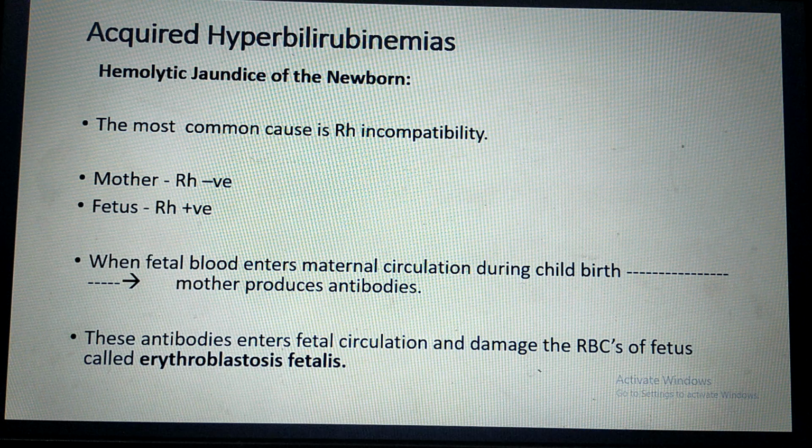When fetal blood enters into the maternal circulation during childbirth, Rh antigen from fetus also enters into the maternal circulation and mother produces antibodies against this Rh antigen. Now these antibodies enter into the fetal circulation and damage the RBCs of fetus, leading to a condition called erythroblastosis fetalis. Now we will study this in more detail.